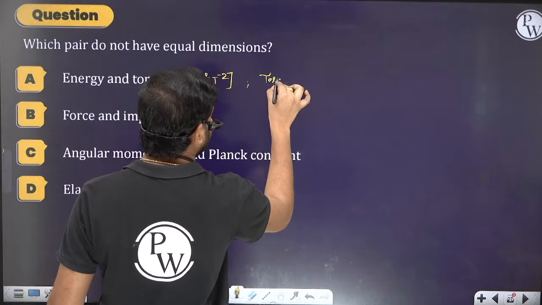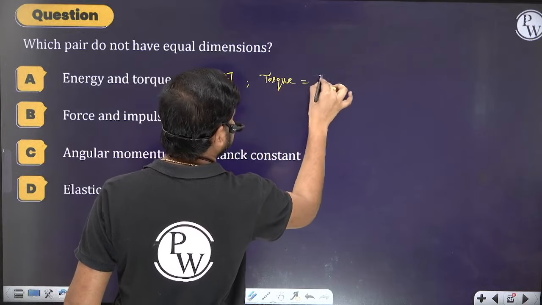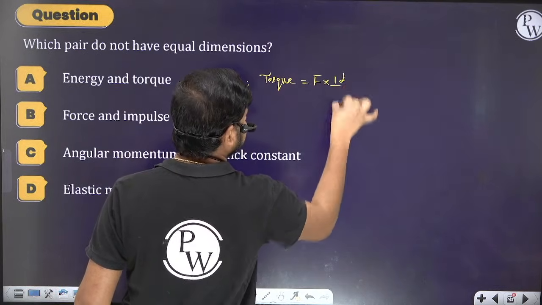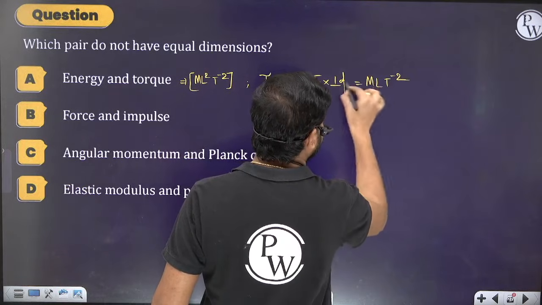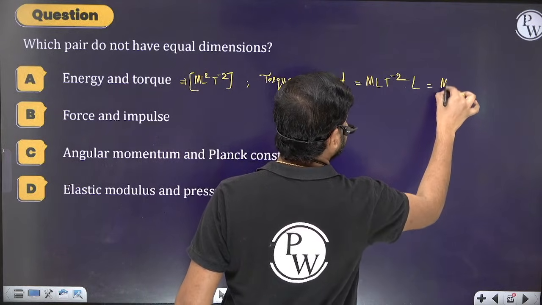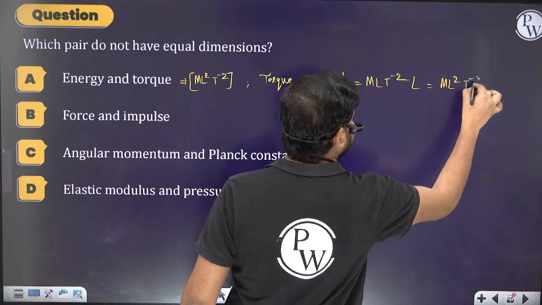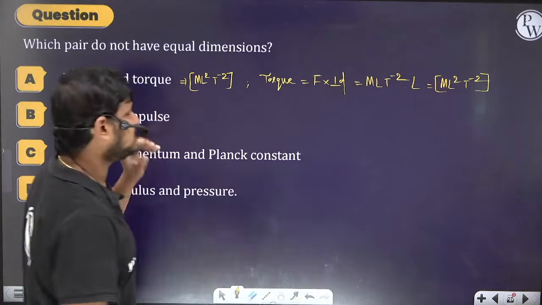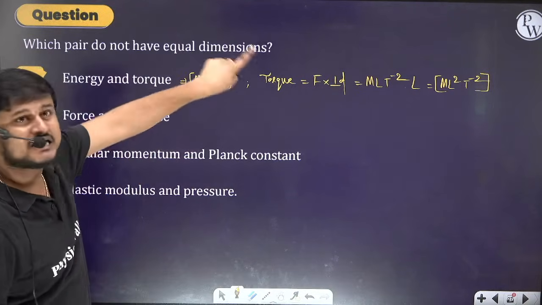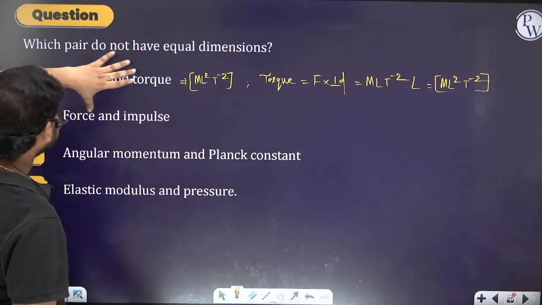Torque is equal to force into perpendicular distance. Force is M L T to the power minus 2, and the perpendicular distance is L. So again we get M L squared T to the power minus 2. That means energy and torque have the same dimensions. They asked which do not have, so then force and impulse.